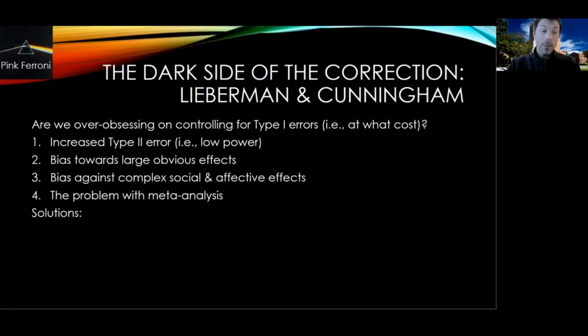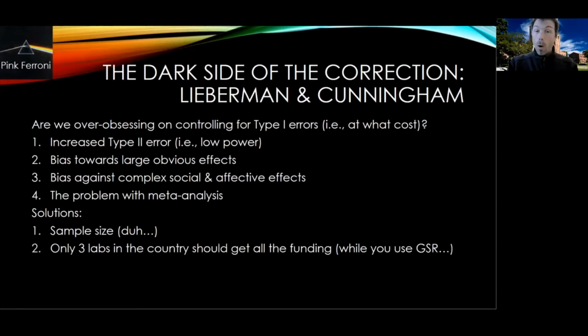What are the solutions to this? Well, sample size, duh. That's the only thing that is going to save us with respect to both type 1 and type 2 errors. Or we decide that only 3 labs in the country ever get funding to do studies with 500 participants, which would be wonderful, perhaps, but then we'd have to pick who those 3 are, and I'd better be one of those 3.